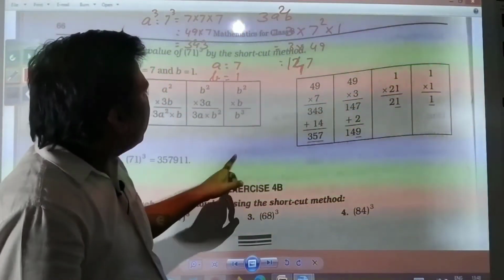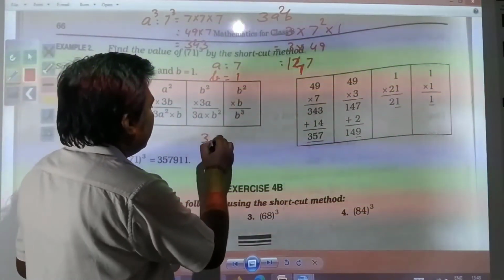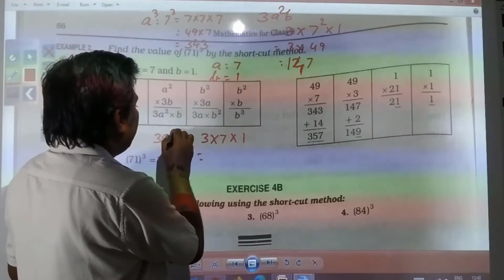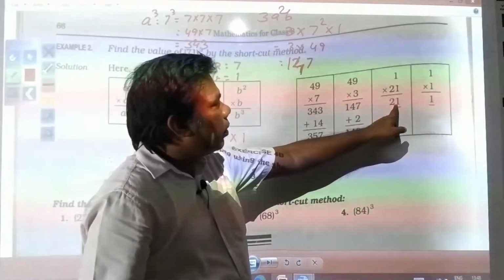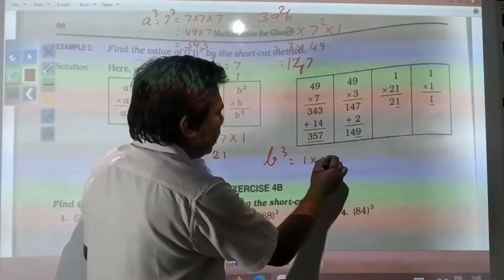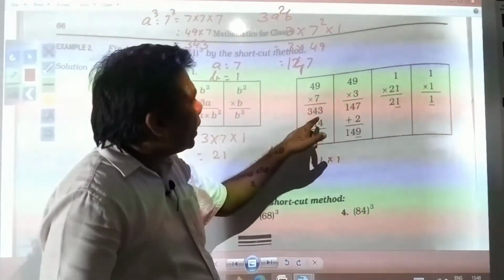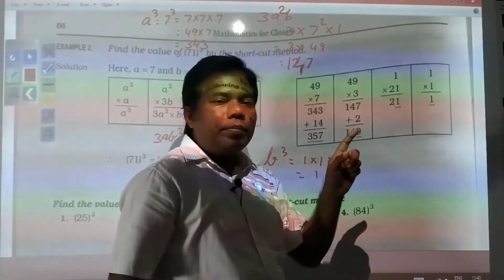Then you have 3ab square. In the same way you put 3 into 7 into 1. This will be 3ab square. So this you will get 21. 21 you have got, and b cube is equal to 1 into 1 into 1, it means 1. This you have got. So your products are 343, 147, 21 and 1.